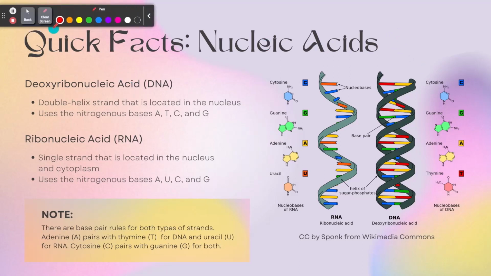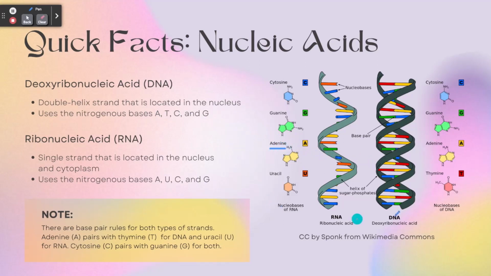So, with these bases, they're just short for adenine for A, thymine for T, C for cytosine, and then G for guanine. T is typically seen with DNA, while U, which stands for uracil, is seen with RNA here.